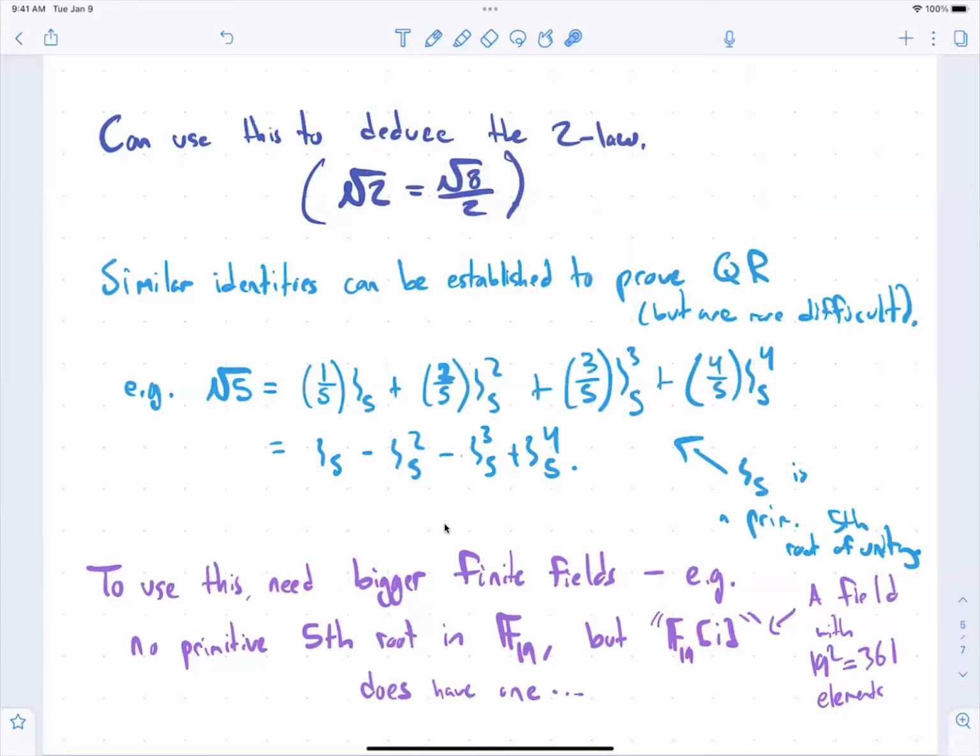And then if you go up to this field, you can write down this formula for a square root of 5, and then you can ask whether the number you get lives inside of F19, or whether it's only in this bigger field. But we would need to develop a lot more tools to go through this kind of proof of quadratic reciprocity. It is beautiful, though, that you have these formulas in terms of roots of unity for square roots, no matter what field you're working in. Okay.